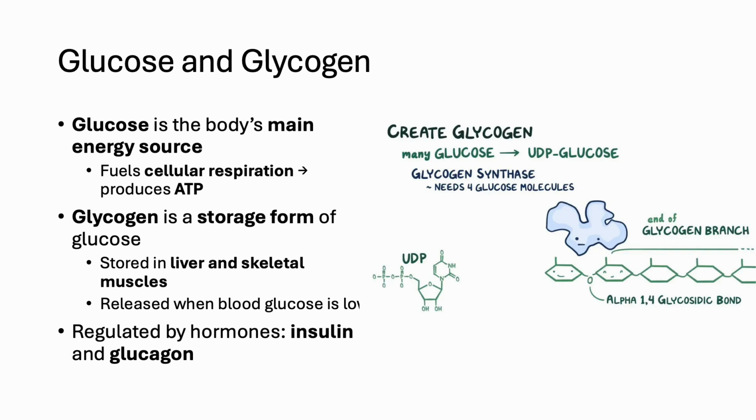This regulation is tightly controlled by hormones. Insulin helps lower blood glucose by promoting its uptake into the cells, while glucagon does the opposite. It signals the liver to release glucose from glycogen stores. This balance is crucial for maintaining stable energy levels.